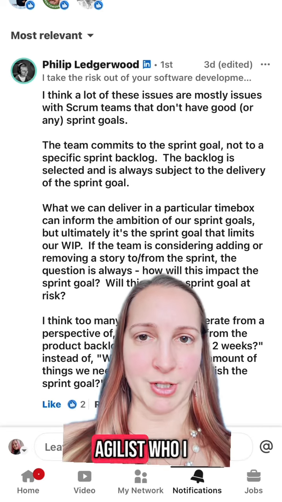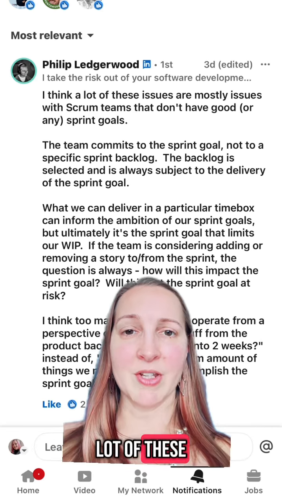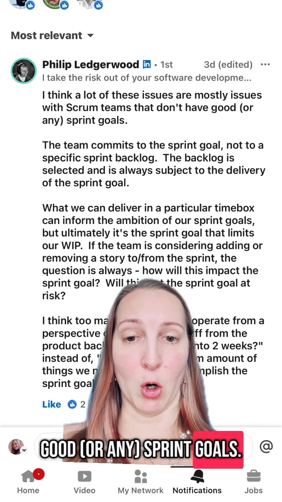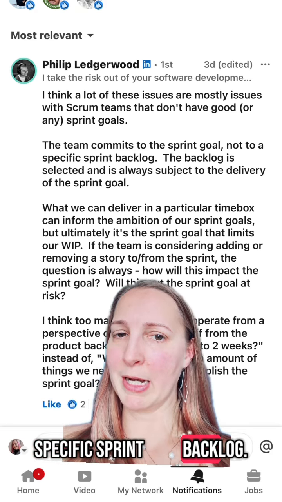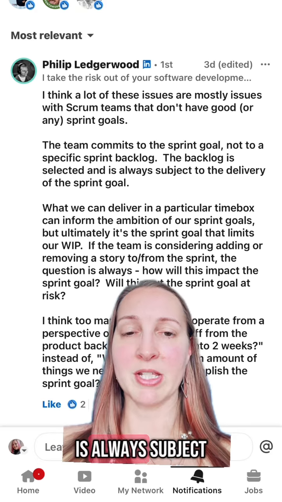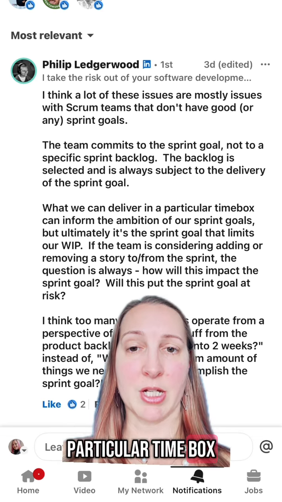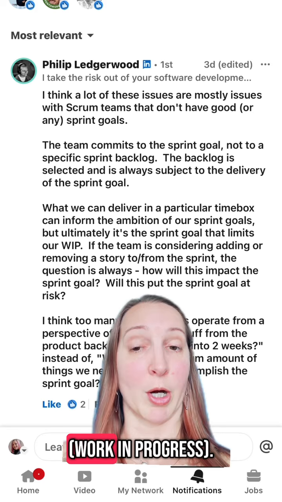Ledgerwood, another Agilist who I know on LinkedIn, gave this response. I think a lot of these issues are mostly issues with Scrum teams that don't have good or any sprint goals. The team commits to the sprint goal, not to a specific sprint backlog. The backlog is selected and is always subject to the delivery of the sprint goal. What we can deliver in a particular time box can inform the ambition of our sprint goals, but ultimately it's the sprint goal that limits our work in progress.